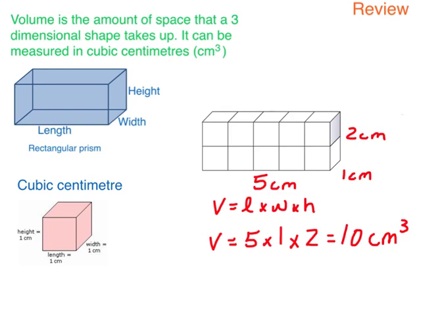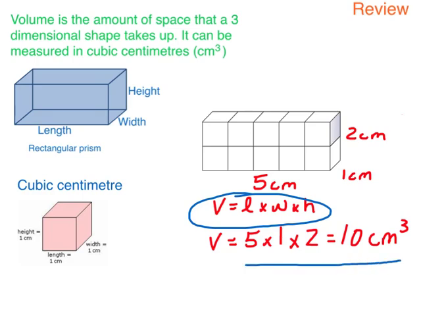We learned that the formula is length times width times height. And we tried a couple of examples where we applied the formula to calculate the volume of the rectangular prism. We also learned that we could simply count the amount of cubic centimeters inside the shape to get its volume.